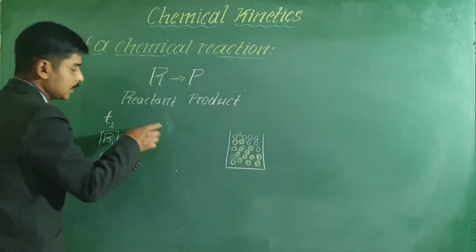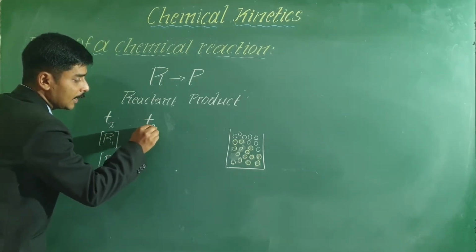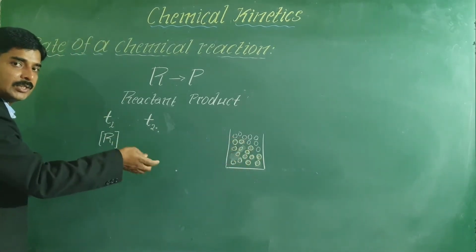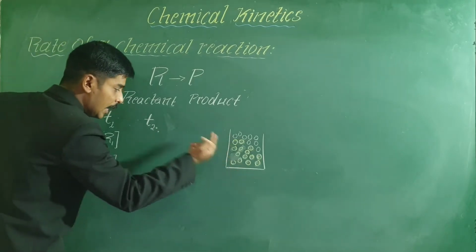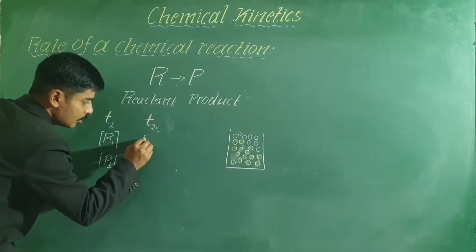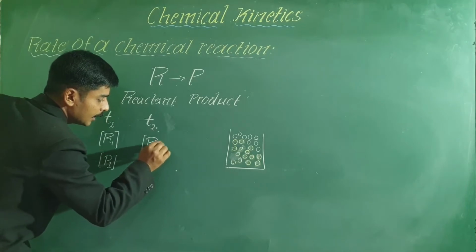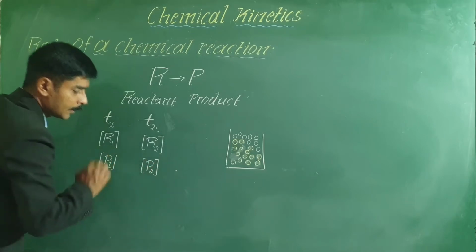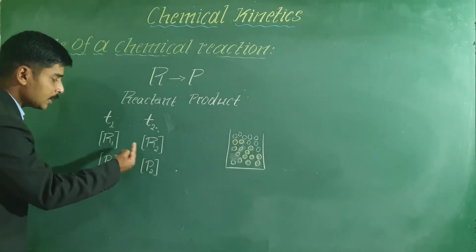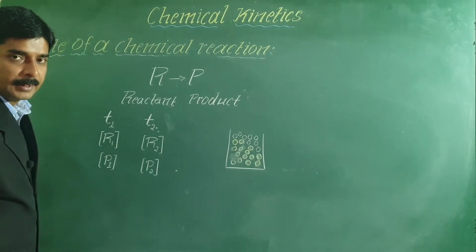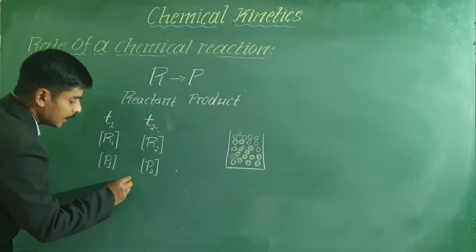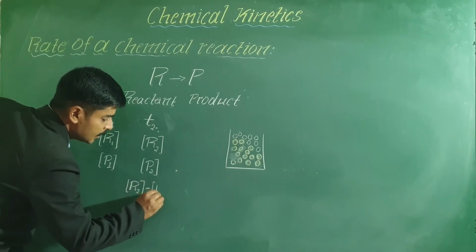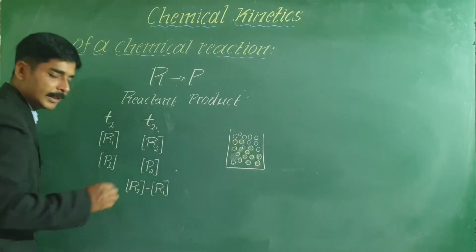Now you see, after a certain time, let us say now at time T2, the concentration of the reactant is not R1. It has changed. It has decreased. So now at time T2, let us assume that the concentration of the reactant was R2 and that of the product was P2. Now, tell me, what is the change in concentration of the reactant? The change in concentration of the reactant is R2 minus R1, right?